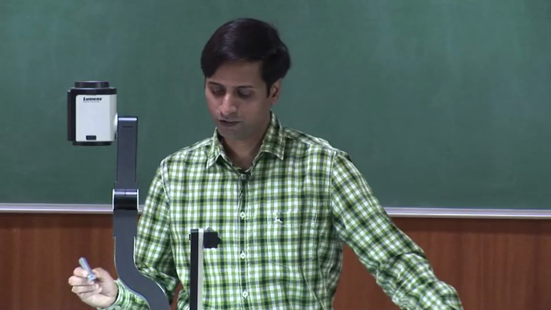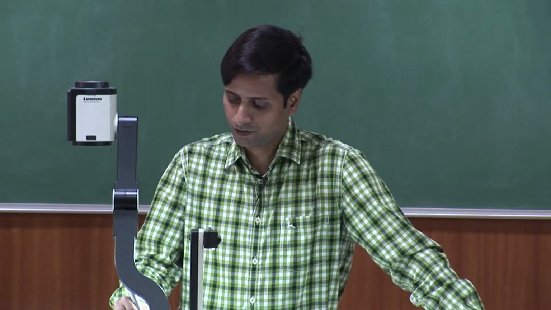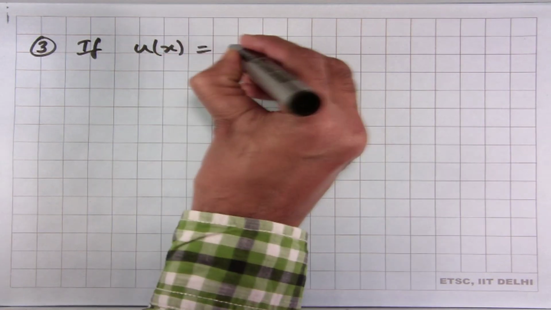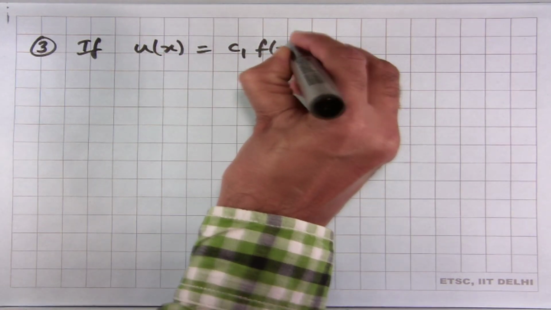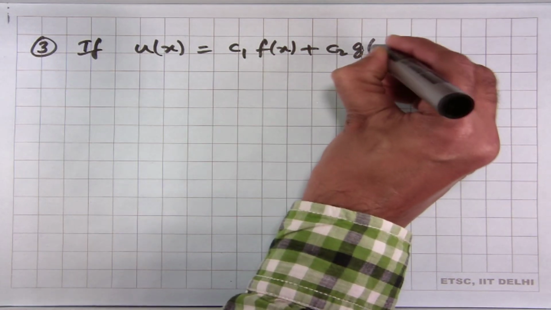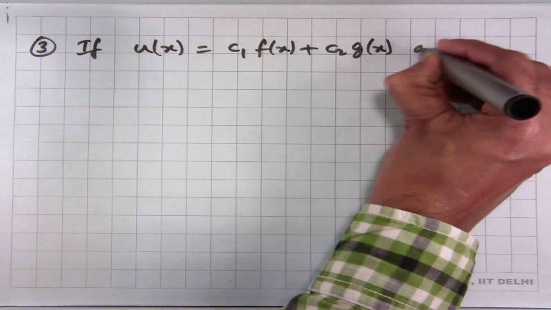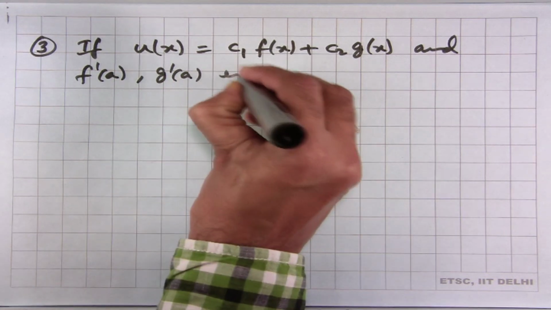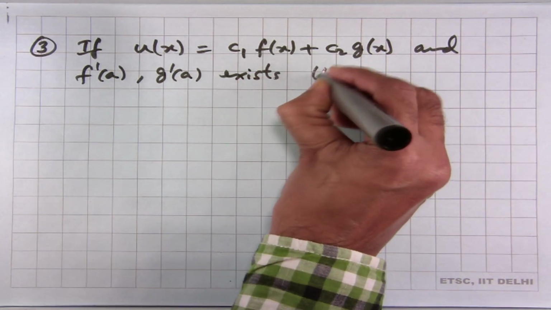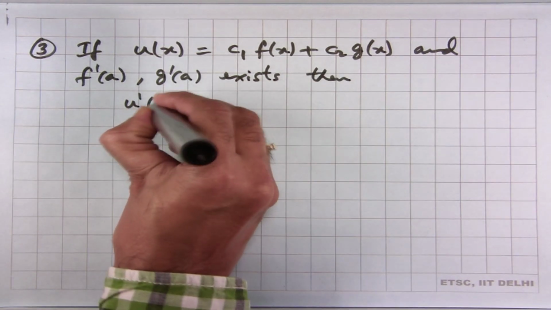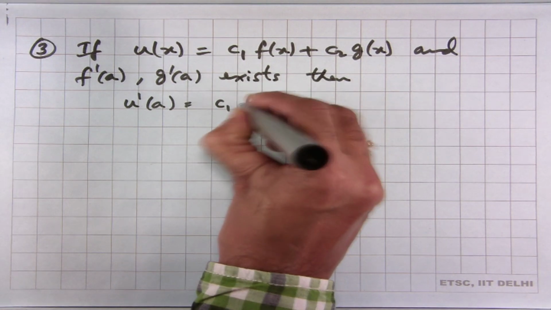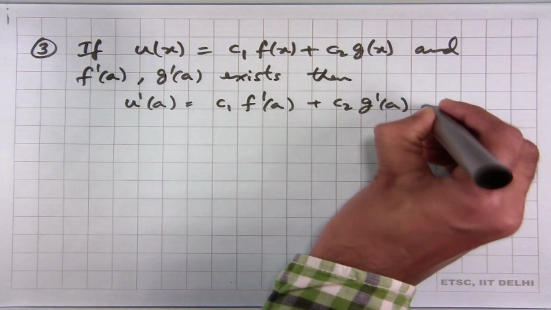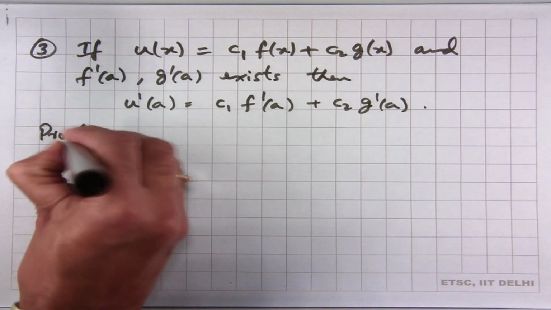So, using these two results, we can say more generally that if u(x) is c1 times f(x) plus c2 times g(x), and f prime a and g prime a exist, then u prime at a is equal to c1 times f prime a plus c2 times g prime a. This is simply combining the previous two properties.